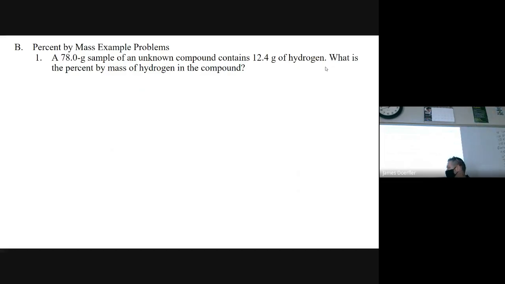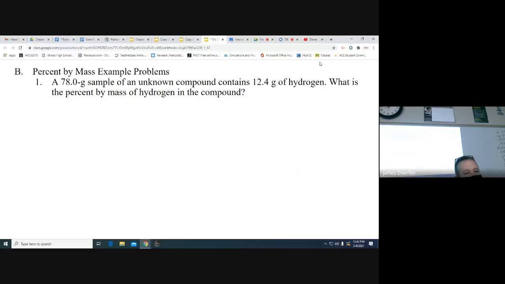You have a 78.0 gram sample of an unknown compound that contains 12.4 grams of hydrogen. What is the percent by mass of hydrogen in the compound? So 78 and 12.4. All right.